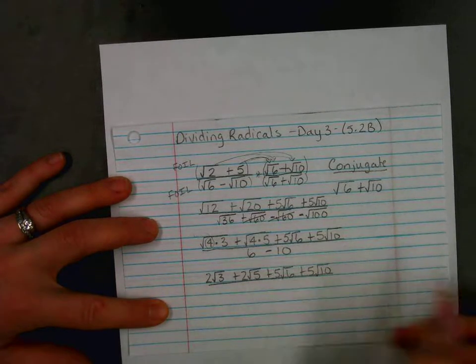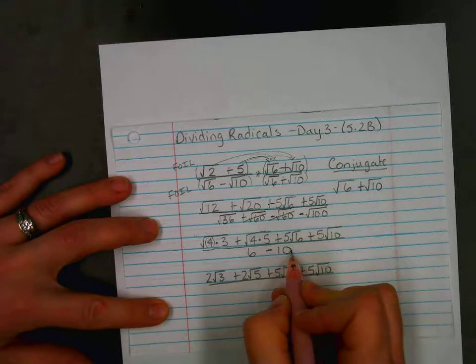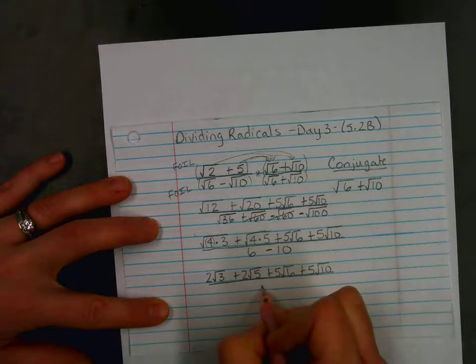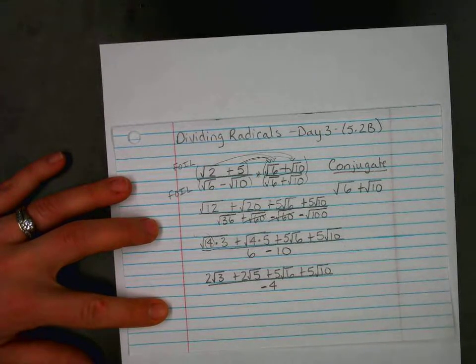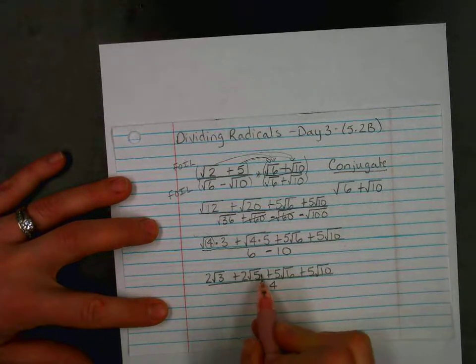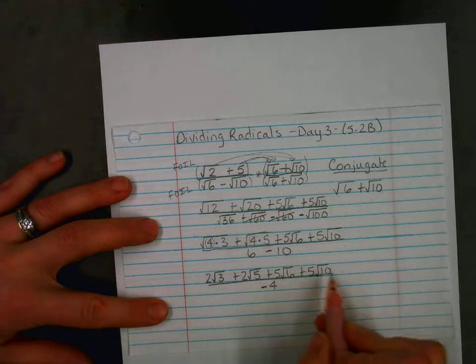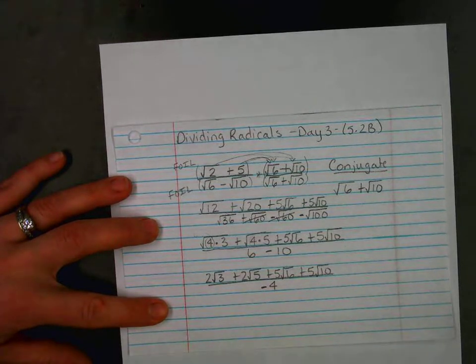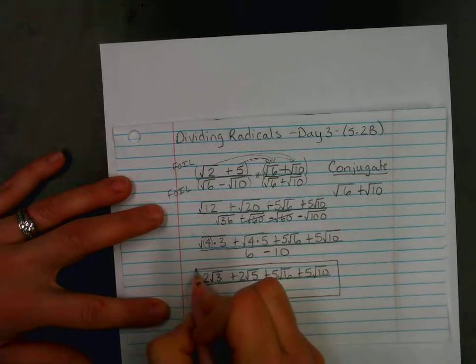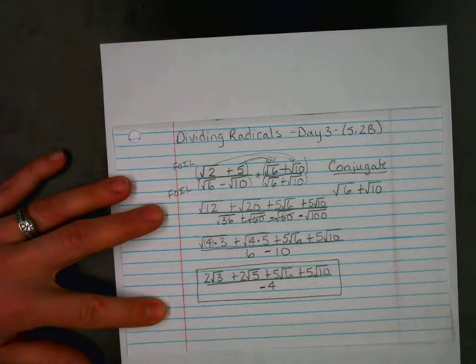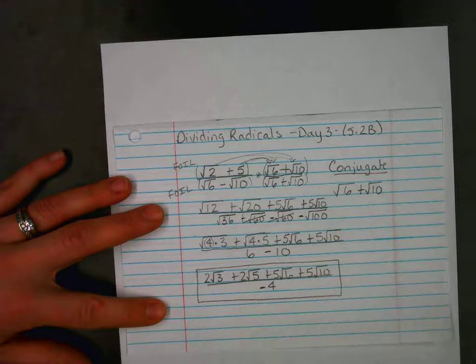All over. Now I'm going to evaluate here. 6 minus 10 is negative 4. Now I'm going to look to see if I can collect any like radicals in my numerator, and I can't. They're all different. So I would stop there, and this would be my final answer. So that is how you divide radicals with a binomial denominator.